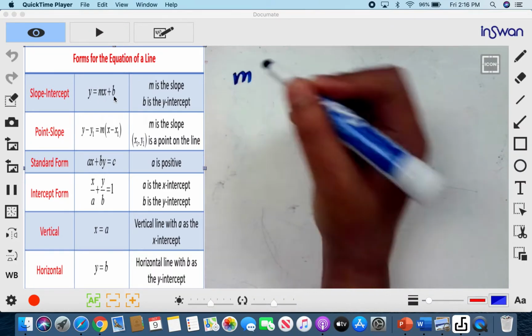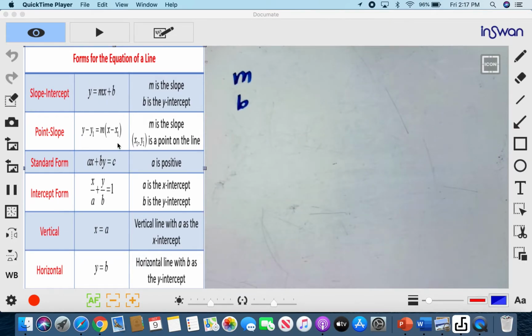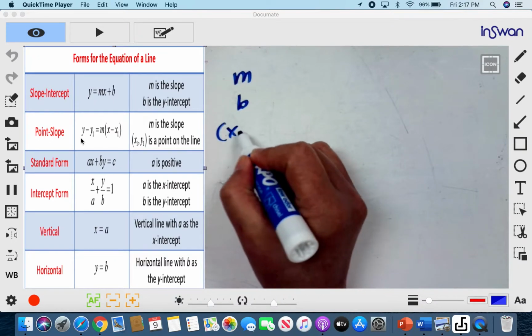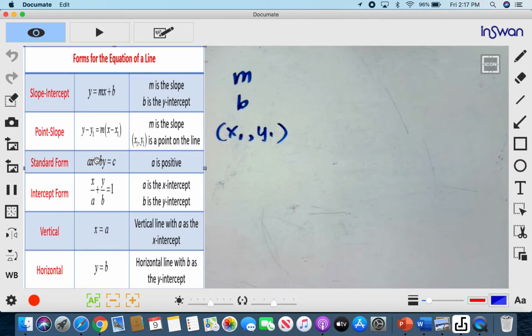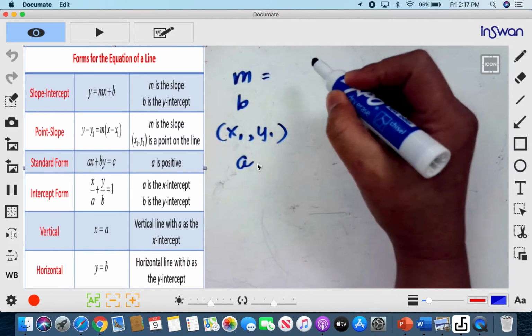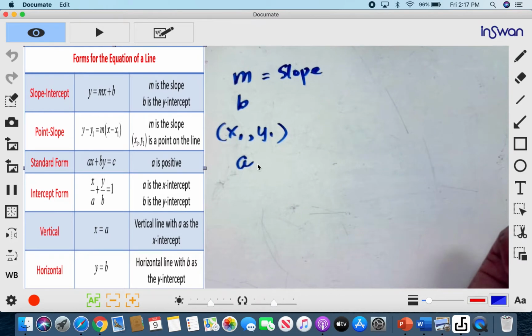What's the meaning of that variable? We have the variable b, and then we have x1 and y1, which constitute a point, and then you have this a. And what is the meaning of all of this? So the slope is m, and it's the inclination of a line. It tells you where your graph is slanting.